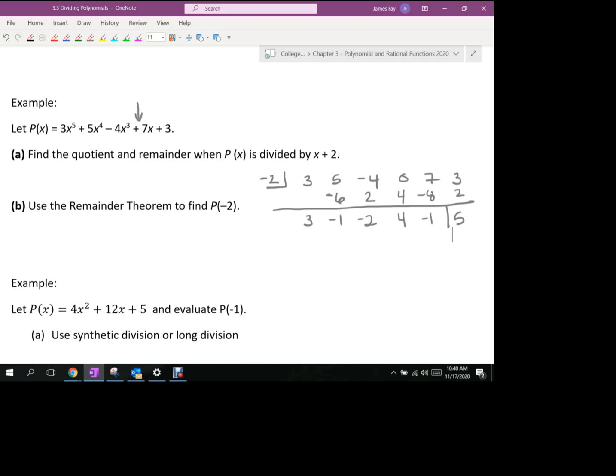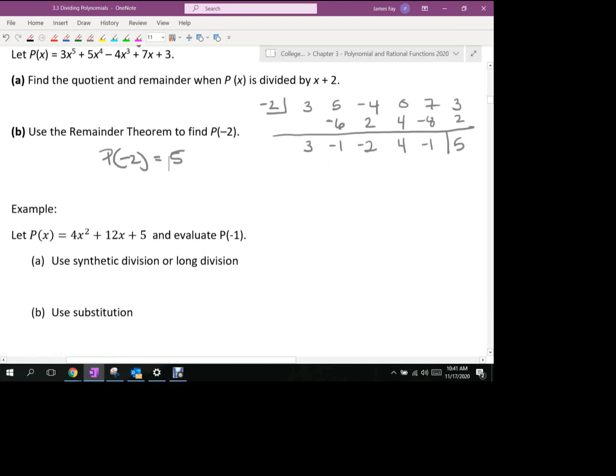Okay. Nowadays, we're not going to use it that often because we do have other tools that can allow us to get that evaluation at the same time. But what we're saying here is that P of -2 equals 5, which does generate an ordered pair that is on that curve. Does that make sense? Okay.